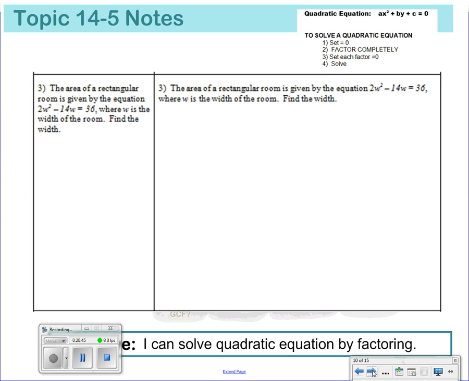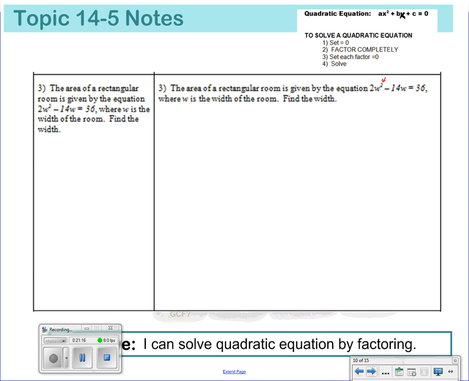Our last problem, we have the area of a rectangle. An area of a rectangular room is given by the equation 2w squared minus 14w equals 36, where w is the width of the room. We want to find the width. So you should notice that this is a quadratic because we have a squared variable there that tells us it's a quadratic. The only thing is our variable now is a w rather than an x.